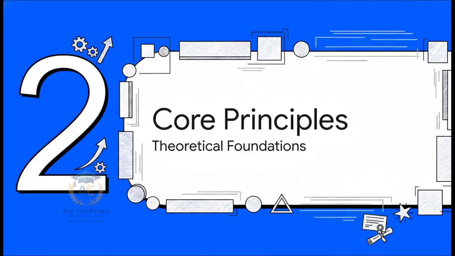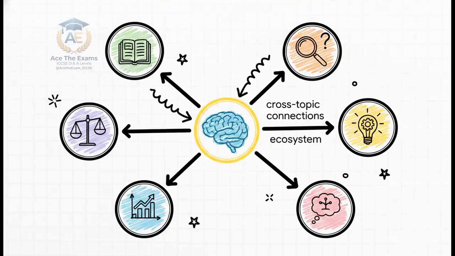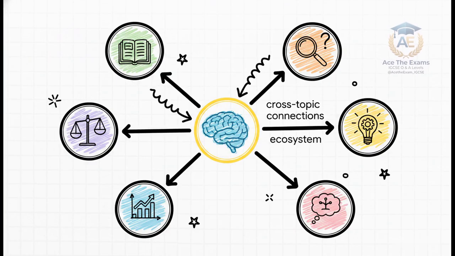Okay, let's dive into Section 2, Core Accounting Principles. This is the theoretical foundation of a truly top-band, flawless answer. The conceptual framework for preparing these statements relies heavily on evidence-based reasoning. But the absolutely critical point I need you to internalize right now is this. Cross-topic connections equal higher marks.